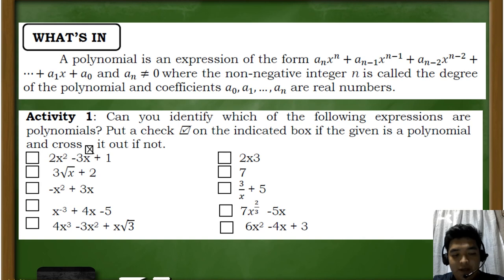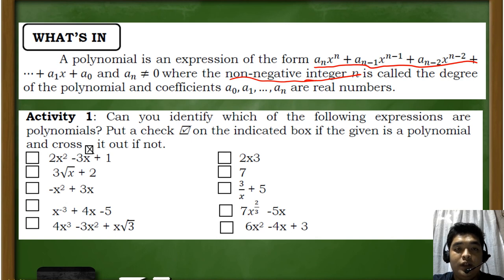So let's define first what is a polynomial. A polynomial is an expression of the form a sub n x to the power of n plus a sub n minus 1 x to the power of n minus 1 plus a sub n minus 2 x to the power of n minus 2 plus up to a sub 1 x plus a sub 0, and a sub n is not equal to 0, where the non-negative integer n is called the degree of the polynomial, and coefficients a sub 0, a sub 1 up to a sub n are real numbers.